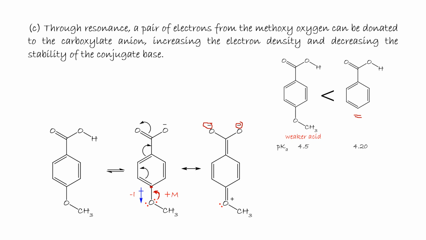Destabilize means keeping the equilibrium this way, and having a weaker acid because the conjugate base is unstable. So the dissociation will go this way. The pKa of benzoic acid is smaller than the pKa of para-methoxybenzoic acid.